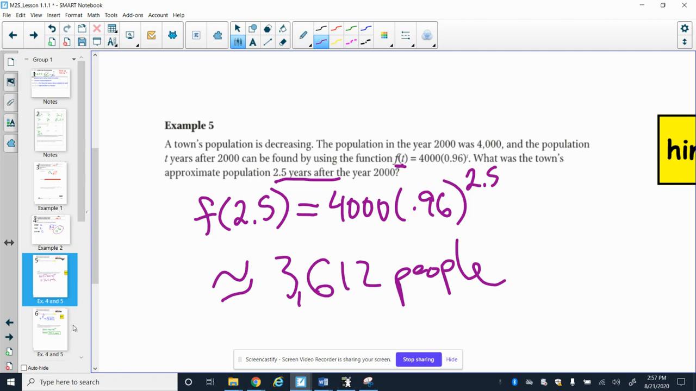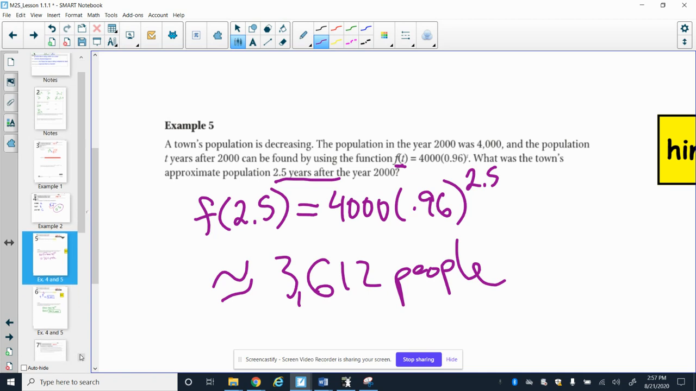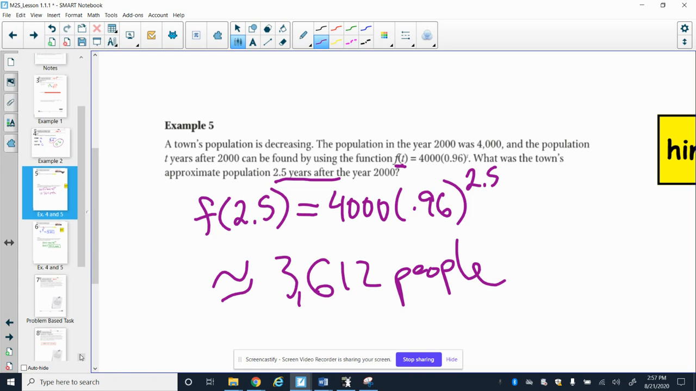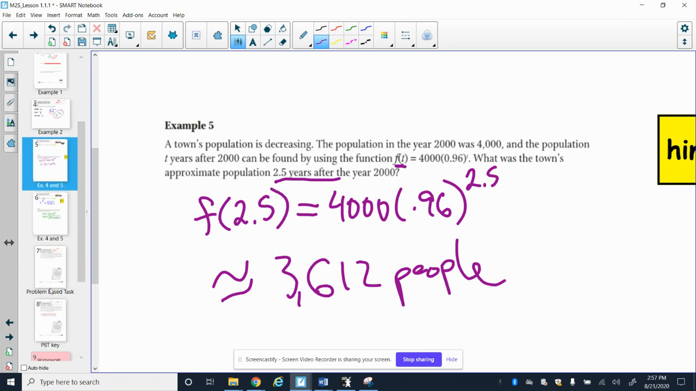You'll see a couple like that. That's kind of a review from last year. But the biggest topic for today is going to be those rational exponents in there.